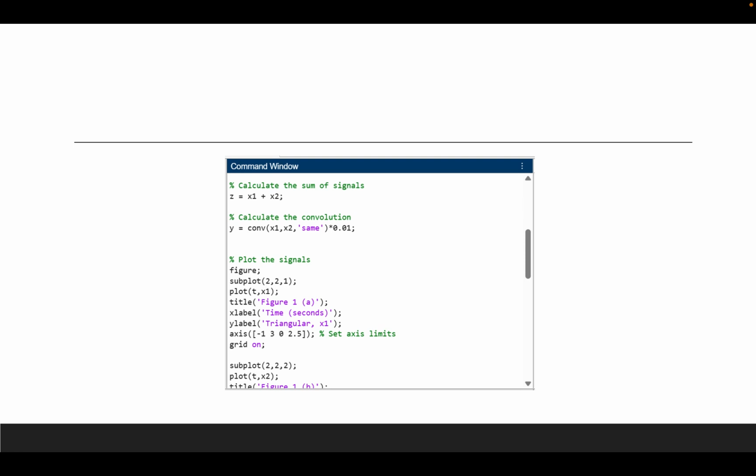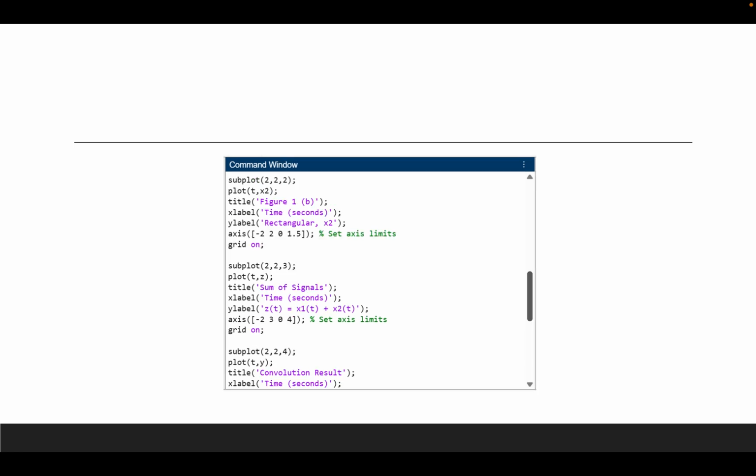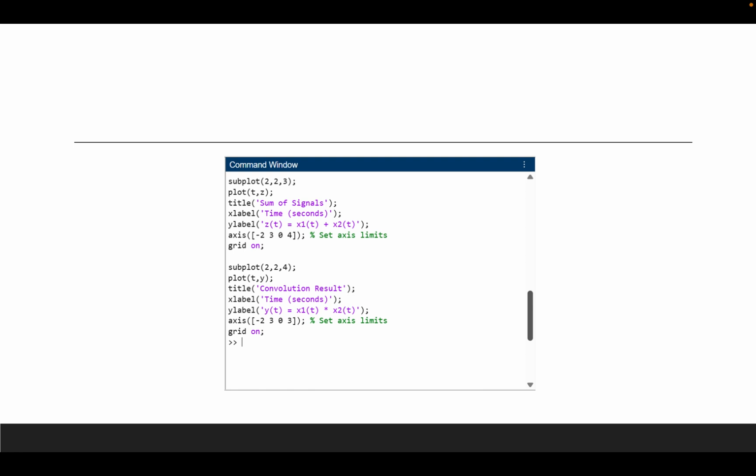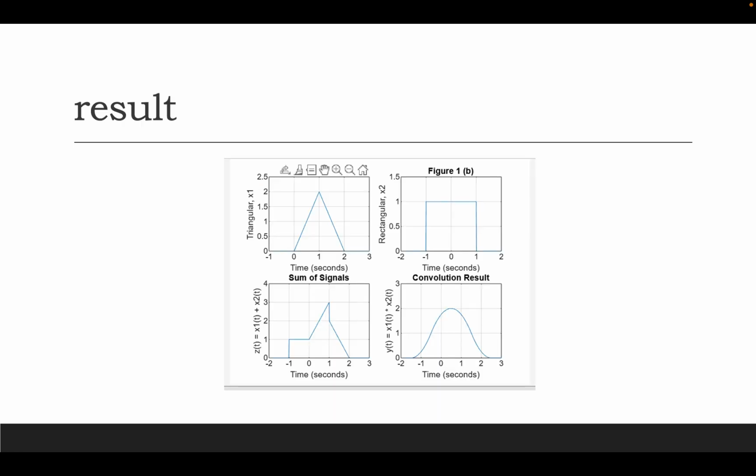Then next, plot the signals. First subplot, and this is the second, third, and fourth subplot. And then this is the fifth and sixth subplot. So we combine these subplots and the code, and lastly, this is the result for the triangle signal and rectangular signal for Figure 1a and Figure 1b. So this is the result.